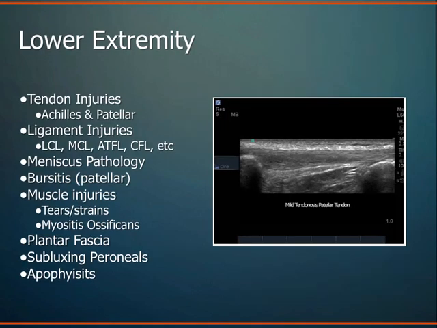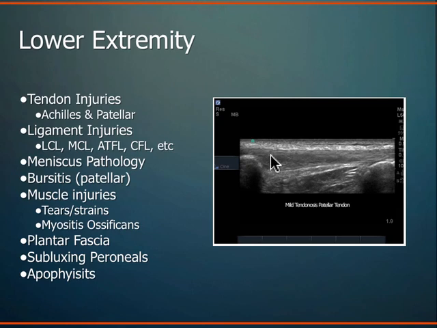And then lower extremity, a whole laundry list. This isn't even all of the things that you can use ultrasound for with the lower extremity, whether it's your tendinopathies, again, patellar tendonitis or patellar tendinopathy, Achilles tendonitis or tendinopathy, which are very, very common diagnoses for patients coming into the clinic, especially in sports. And you can see these tendon structures very well.